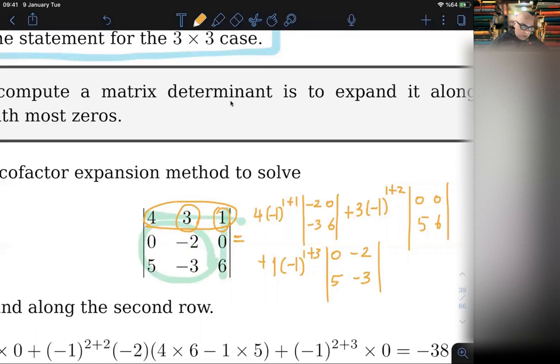Now, I can do this computation, right? So if I do this computation, the first term is 4 times, what is the determinant of this matrix? Well, it is this part minus this part. So it is minus 12. And plus, I get the second part, 3 times minus 1 times, what is the determinant of this matrix? So it is a row of zeros, which means the matrix will have determinant 0. And finally, I have 1 times, what is the determinant of this part? It is 0 minus 10, which is 10.